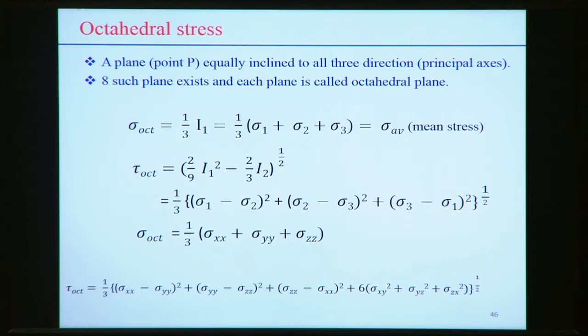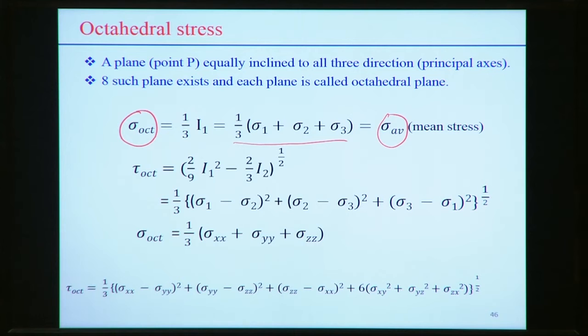So if we consider a three-dimensional coordinate system, 8 such planes exist, and each plane is called an octahedral plane. Now what is the normal stress on the octahedral plane? That is defined as 1/3 of the first invariant. So 1/3 of the first invariant is simply 1/3 of the sum of the three principal stresses, or you can say it is simply the average stress or mean stress.